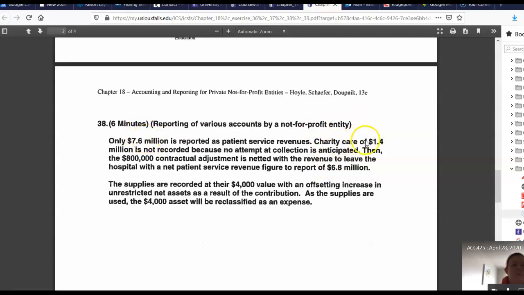You're never going to record that 1.4 in that 9 million because you never expected to receive that. And of course, the supplies is exactly like we talked about in 36. It will now be an increase in your contribution revenue, and then you're also going to have an asset recorded for the supplies.